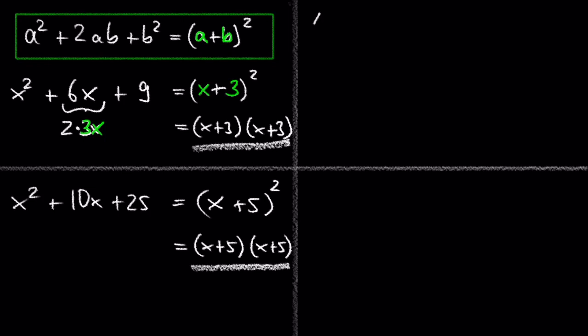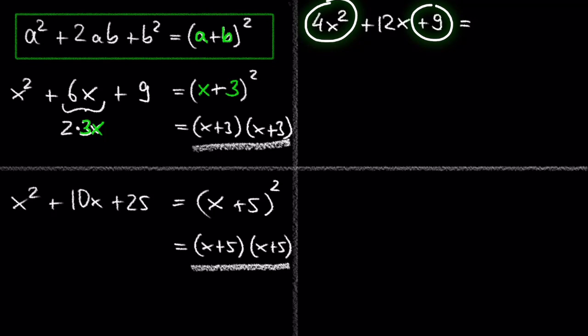What about this example? 4x squared plus 12x plus 9. Is this trinomial a perfect square trinomial? And if so, what are the factors? Again, we take the square roots of 4x squared and 9, which are 2x and 3. Is the product of 2x and 3, which is 6x, the half of the middle term? Yes, it is. So 4x squared plus 12x plus 9 is a perfect square trinomial.